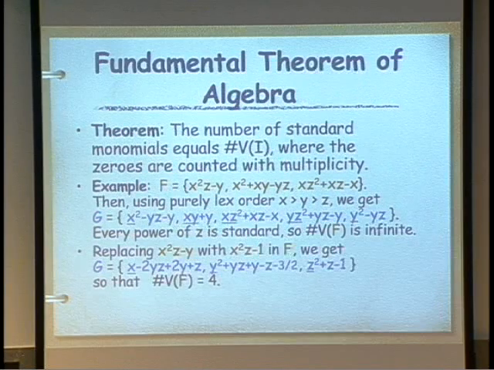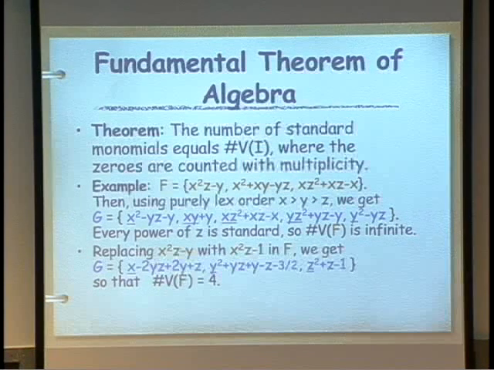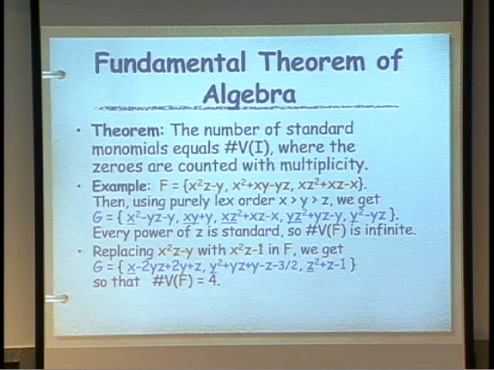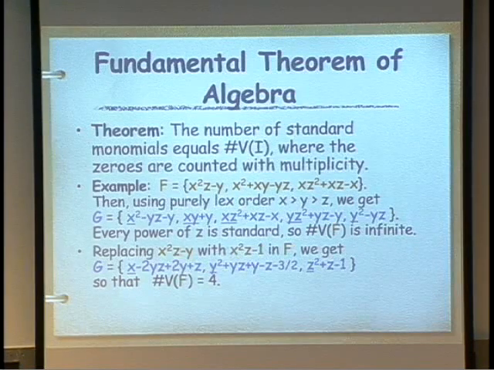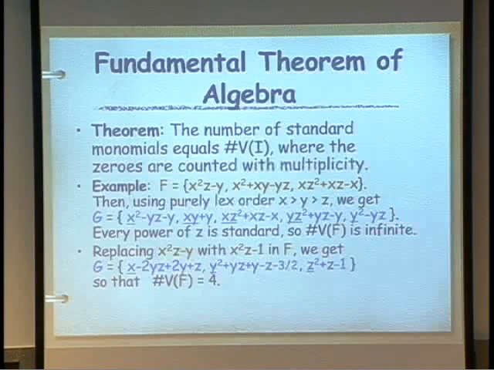Great. Here's the fundamental theorem of algebra. The fundamental theorem of algebra, in my reinterpretation, says the number of standard monomials equals the number of solutions. The answer to your question is it's the number of standard monomials, right? So the number of zeros in the variety, the cardinality of the variety, equals the number of standard monomials, counting multiplicity.